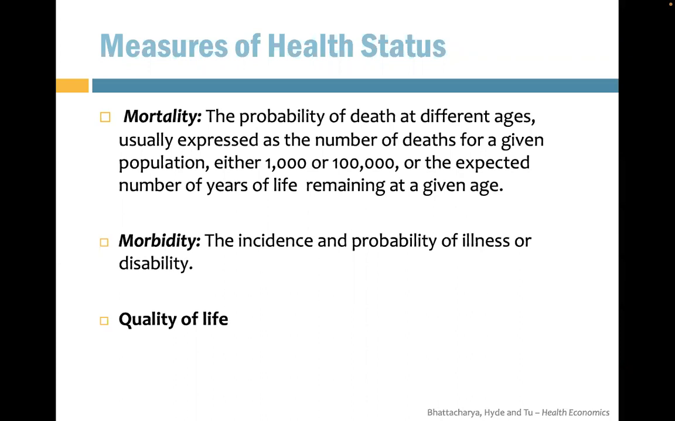And the second one is called morbidity. Morbidity is a broader range of statistics. So it calculates the incidence probability of all different kinds of illness and disability among a population. The third one is quality of life. This one is more subtle. It has a lot of measures. Sometimes people just measure it by handing out surveys and asking people to self-report different aspects of quality of life.